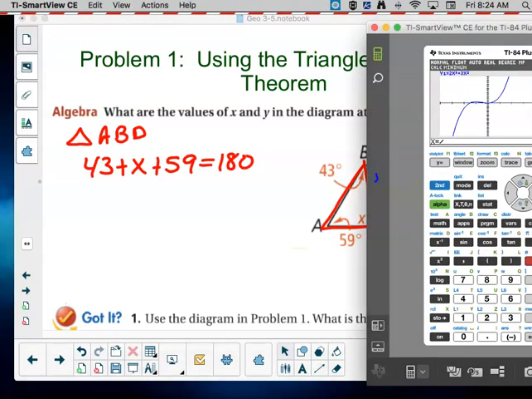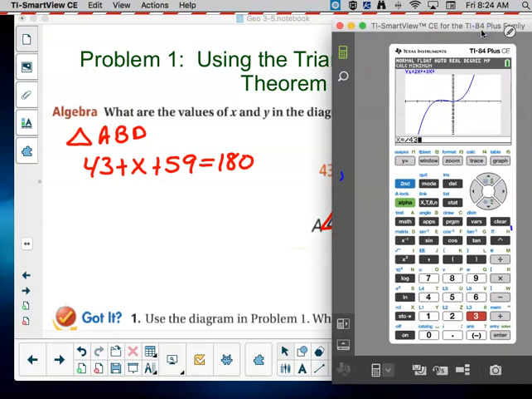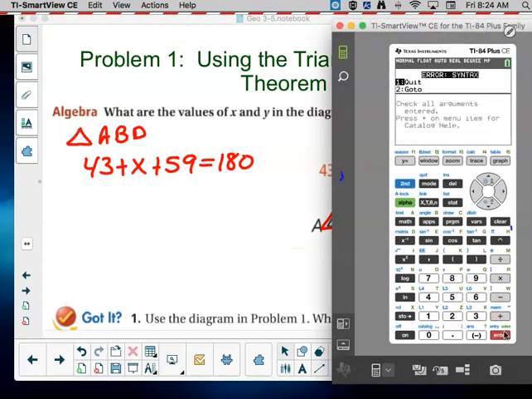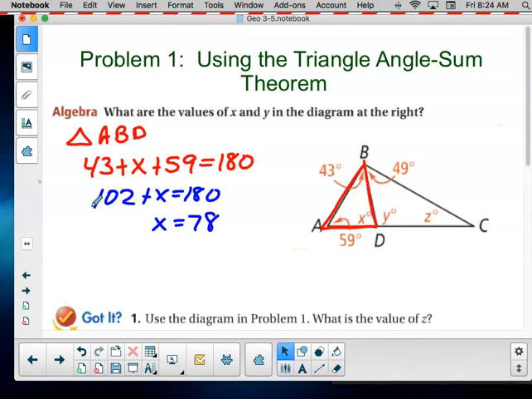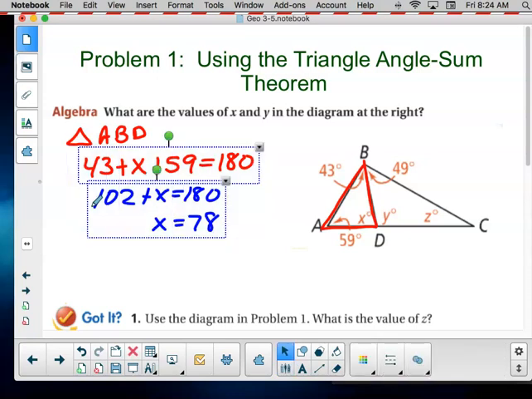Okay, so keeping that in mind, I've got 43 plus 59. Okay, 43 plus 59, and that's going to be 102. So I got 102 plus x equals 180. I'm going to subtract and find out that x is 78. Okay, now that is for my triangle ABD.